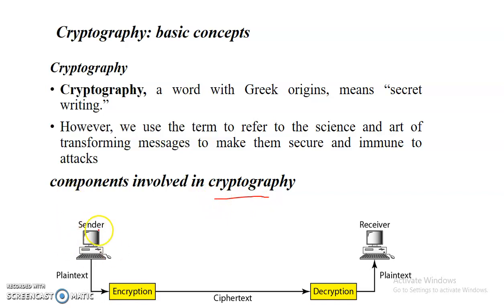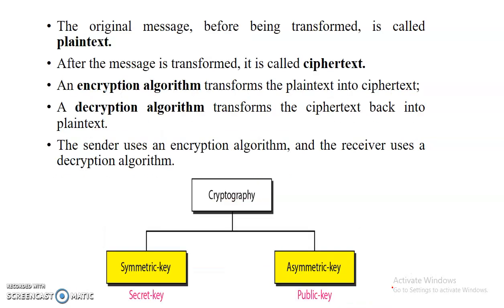When the sender sends some data to the receiver, the plain text is converted with the help of encryption into the ciphertext. At the receiver end, it will be decrypted and converted into the plain text again, so that your data will be secured over the network. For that, we have an encryption algorithm and a decryption algorithm, right?